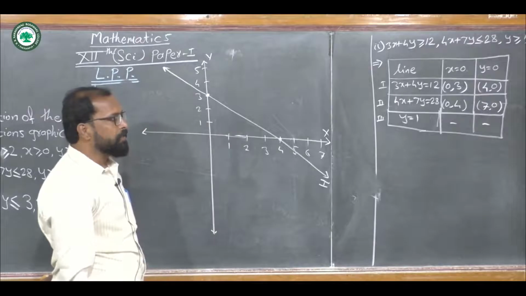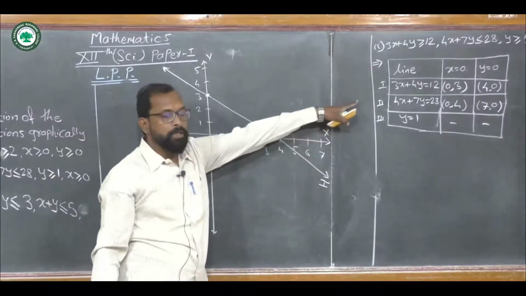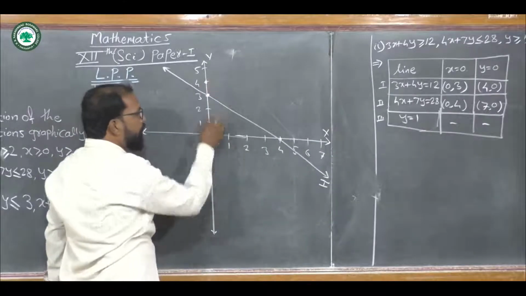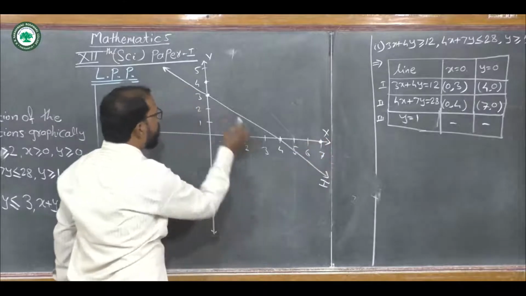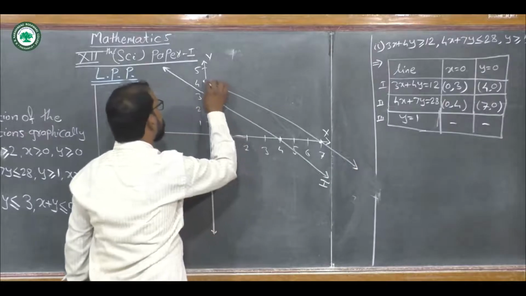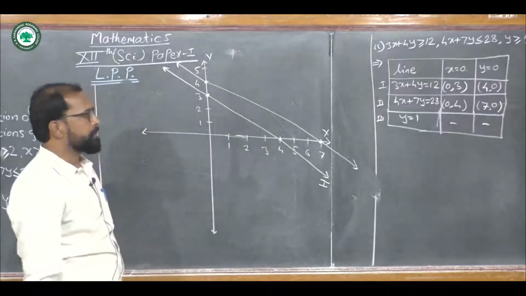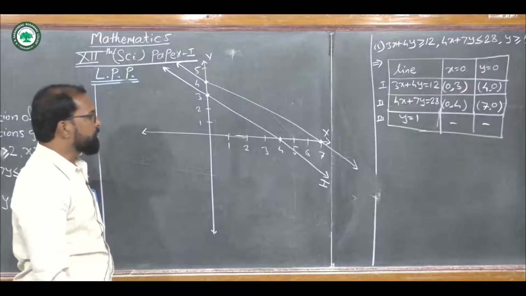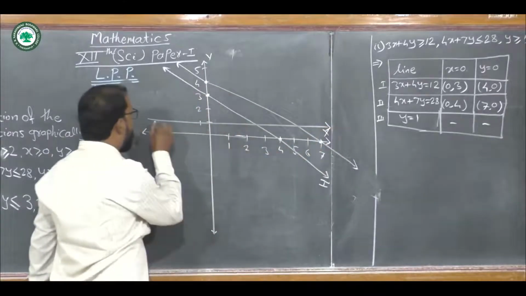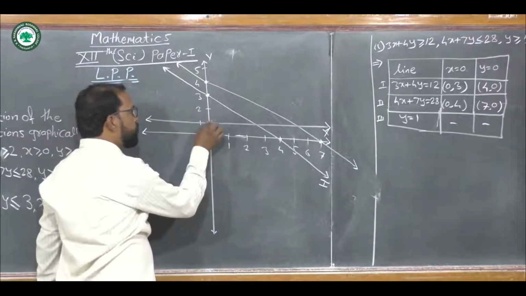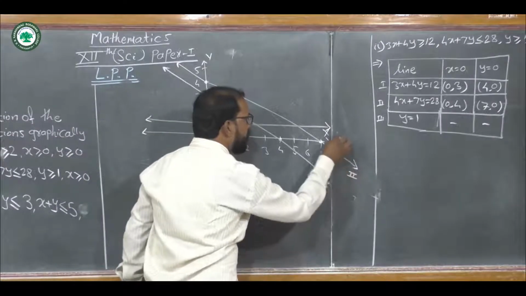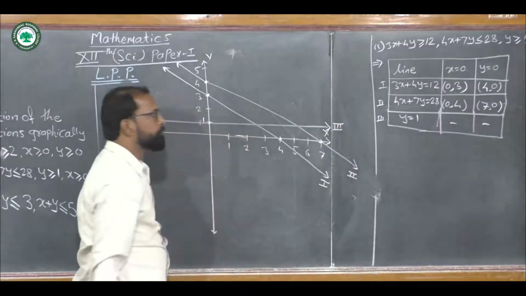Similarly, for the second line, the points are 0, 4 and 7, 0. These are the 2 points, so similarly we connect these 2 points. And now for the third, that is y equals 1, this is the line y equals 1, which passes through the point y equals 1. This is our second line and this is our third line.